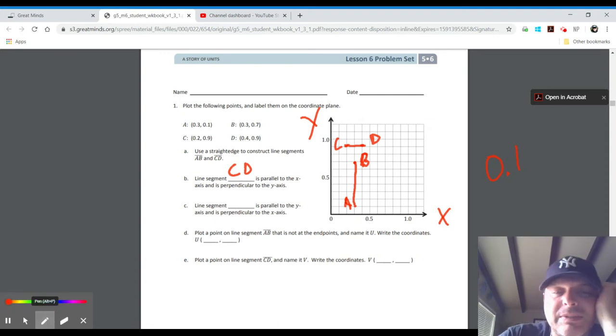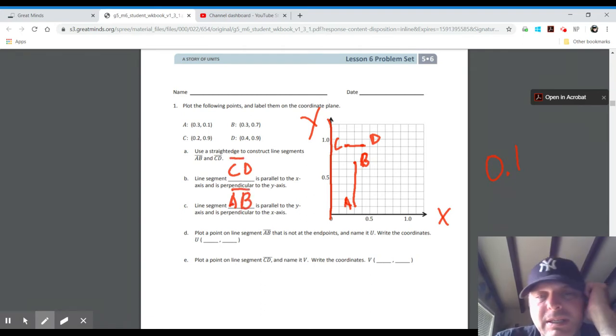All right, the next one says line segment blank is parallel to the Y. So we're looking for the line that goes parallel or up and down just like the Y, same direction. That would be AB. And I guess if you're really labeling this, you should put a little line over it so it looks like a line segment.